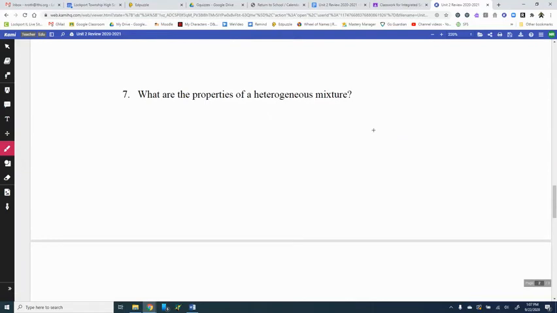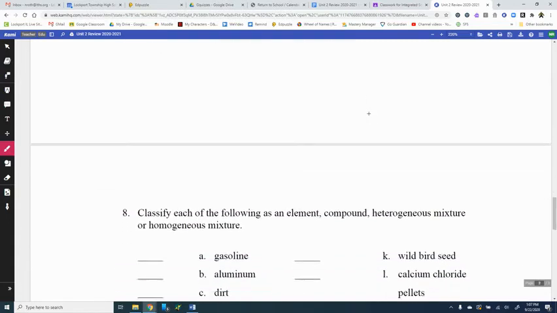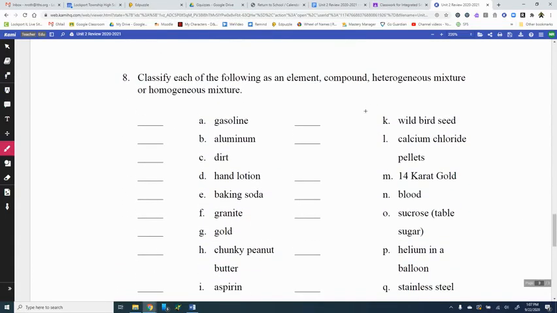Heterogeneous mixture is, as you would expect, the exact opposite of homogeneous. Heterogeneous is a mixture of things that are not the same throughout. So that means you can see the different parts of them. So, for example, a salad is a heterogeneous mixture because you can see the lettuce, you can see the cheese, you can see the tomatoes, you can see the salad dressing. You can see all those different parts of a salad. So that means the salad is a heterogeneous mixture. Most things in nature are generally heterogeneous mixtures.